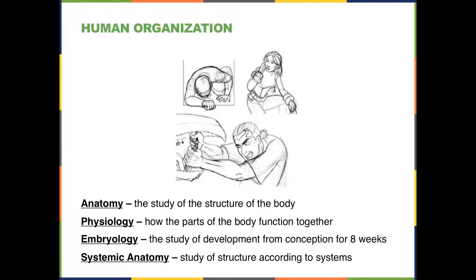Systemic anatomy is how we're going to approach our study of the human body in the remainder of this course. The way that is, we will look at each separate system, and we'll discuss what that means in just a minute, and go through system by system, learning about how each system is put together, or the anatomy of each system, and then also how each system works and how it works together, the physiology of that system.